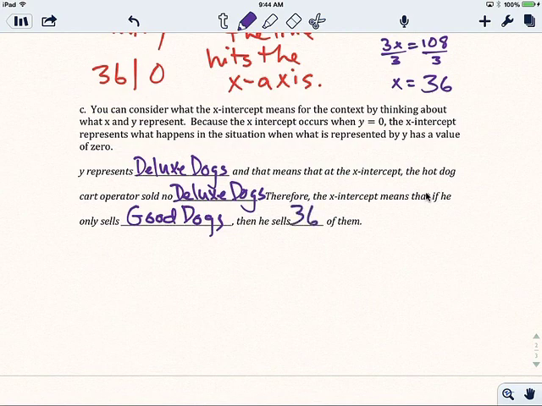And so the x-intercept in this case means, well, look at the x-axis, it means good dogs. He's selling none of the other kind, and if he sells none of the other kind, he's going to sell a total of 36 good dogs.